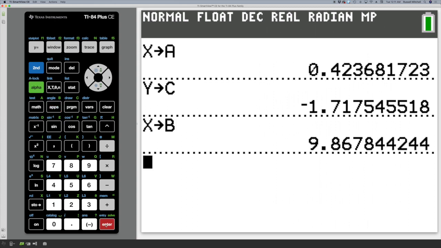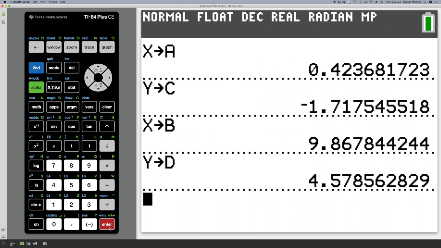Okay, that would have been bad, because then I would have had to go back and find this a one again, right? Because it would have overridden it. And then we want to take the y, so alpha, number 1 for the y, and then store that one as alpha d. Okay? And then we can go back and we can record these values.